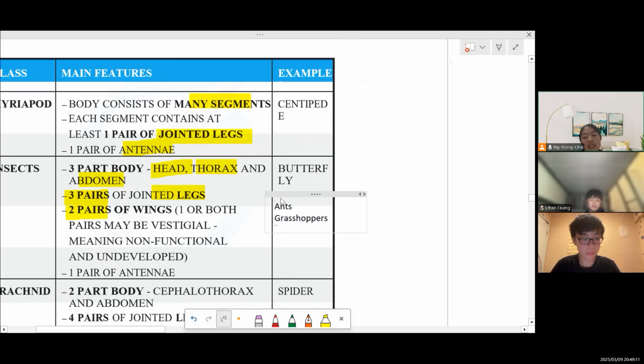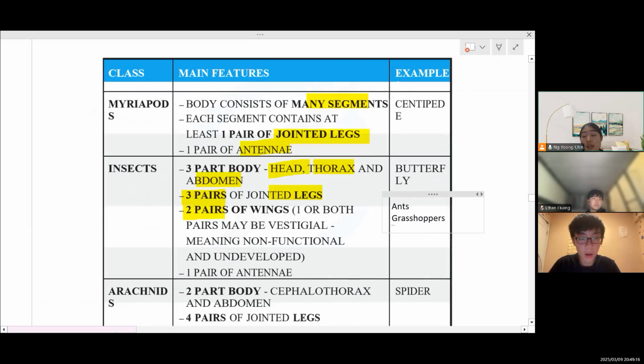So when you see any organism with 6 legs in total, it means they have 3 pairs of jointed legs. So they are under insect, that's all.